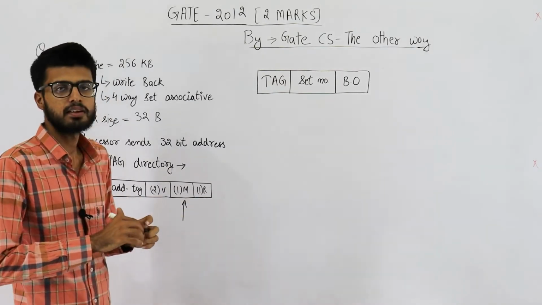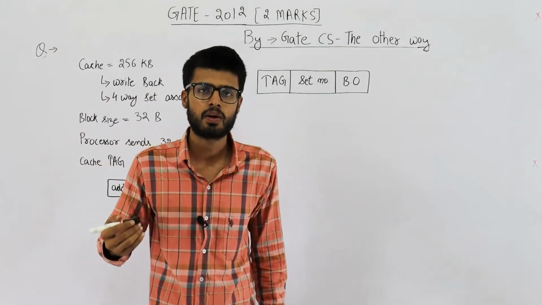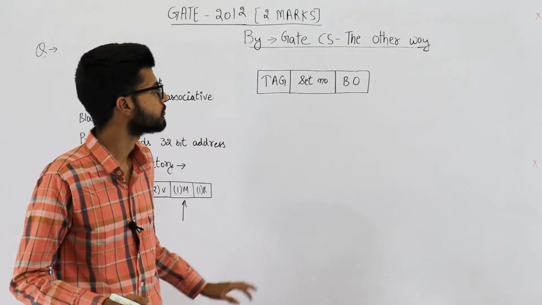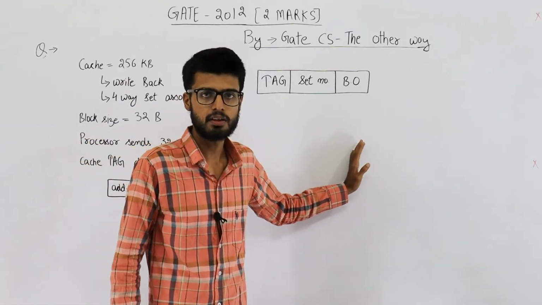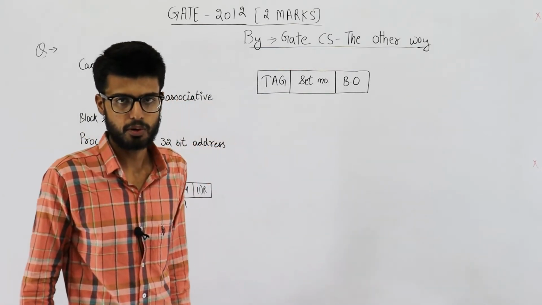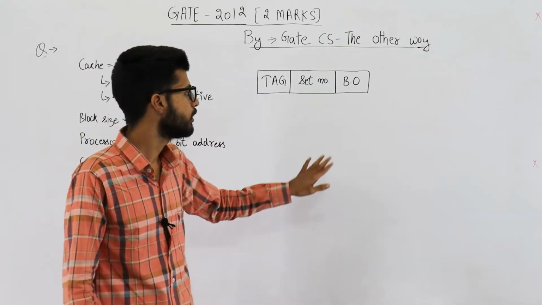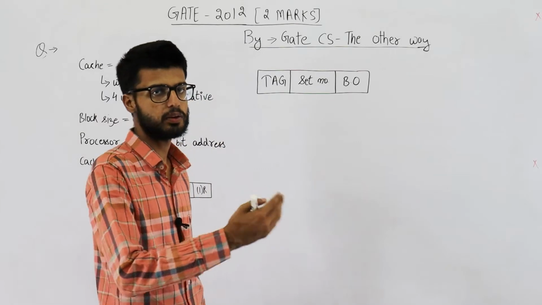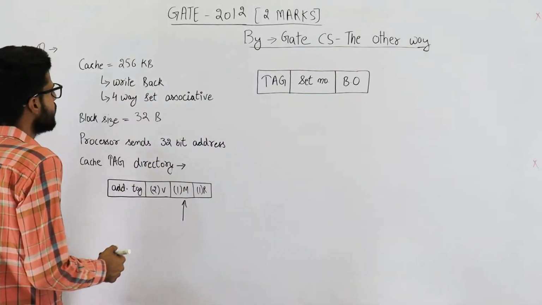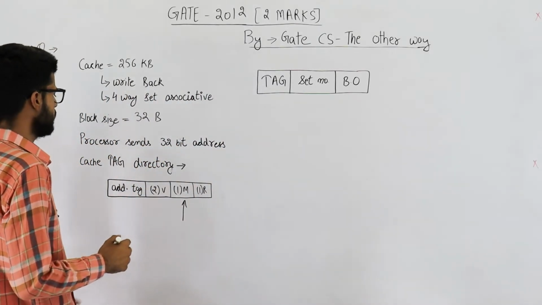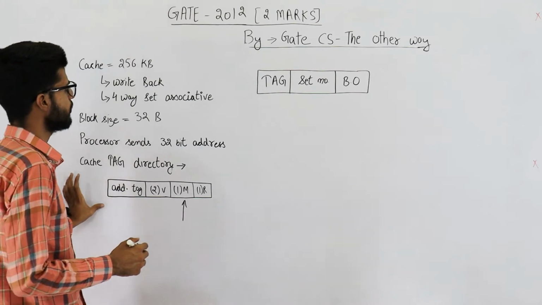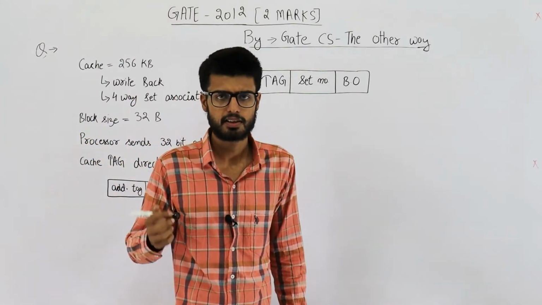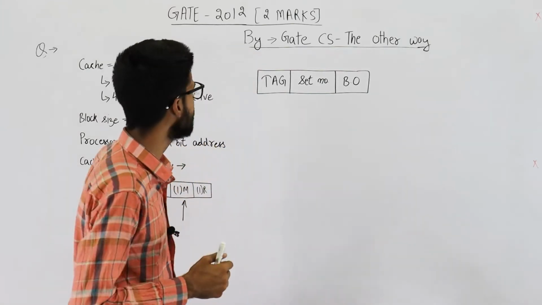Modified bits tell us whether or not this block has some dirty data. If something is updated, we call that block a dirty block. Whenever we need to replace that block, all the changes have to be propagated to the next level. So first let's solve this question. Then we'll discuss more about these things in the second part of this question. It's actually a 4 marks question, 2 marks for each part.